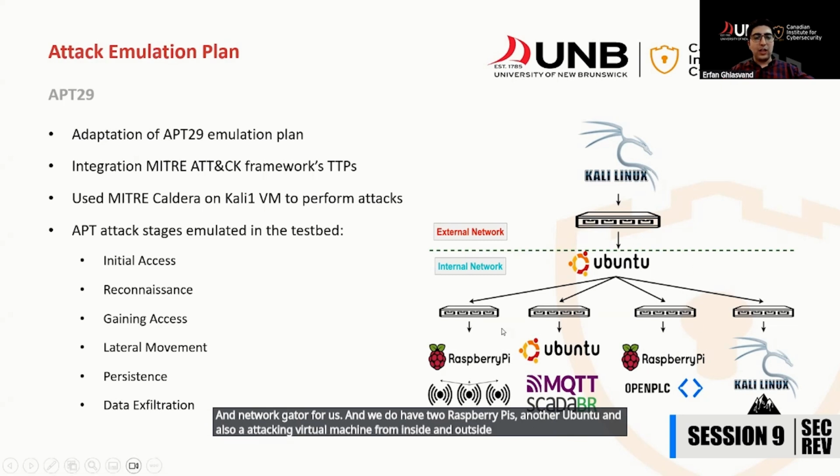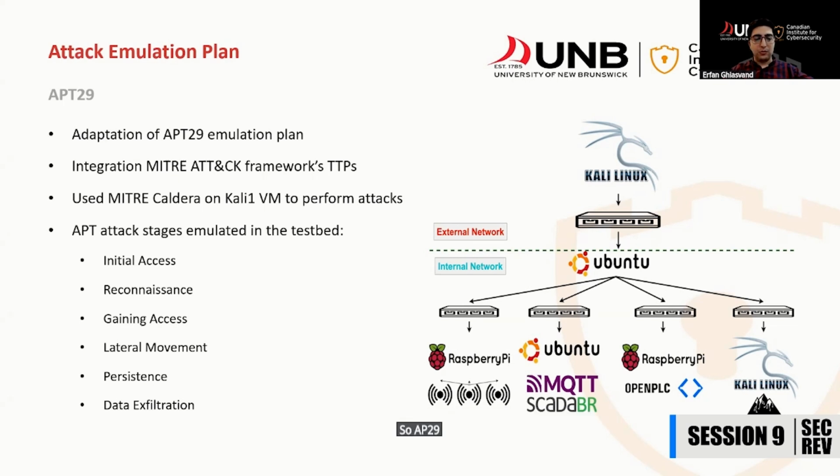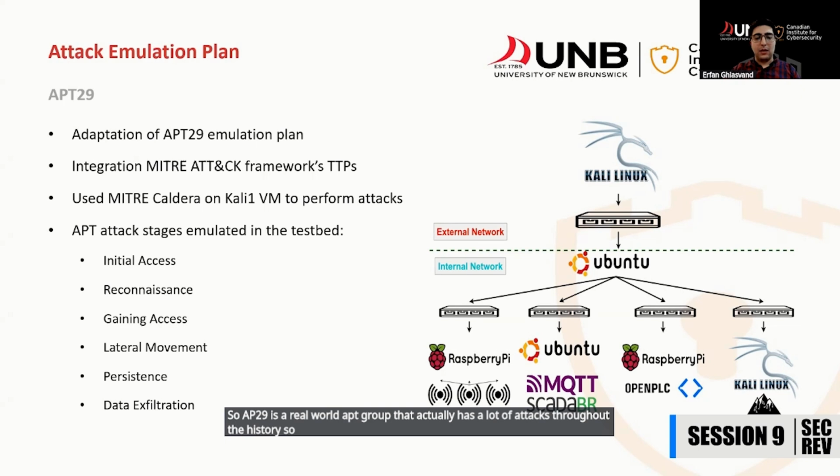For the emulated attacks in our settings, on which we collected data, we had an attack emulation plan for APT29. APT29 is a real-world APT group that has carried out a lot of attacks throughout history. They are a very important APT threat actor, and because of that, the MITRE attack framework has its own emulation plan for the APT29 attacks.